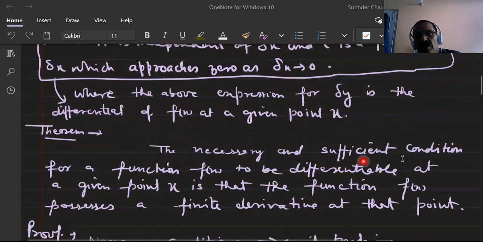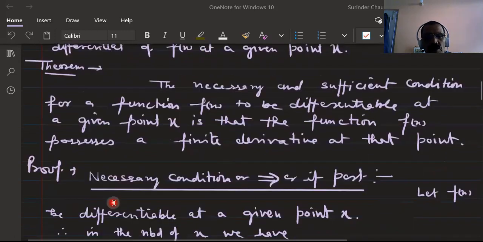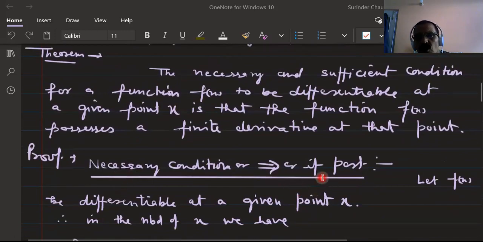The necessary and sufficient condition for a function f(x) to be differentiable at a given point x belonging to the domain of the function is that the function f(x) possesses a finite derivative at that point. If the function is differentiable, then the derivative is finite. If the derivative is finite, then the function is differentiable at that point. Now we use this definition. Necessary condition, the only if part: let f(x) be differentiable at a given point x belonging to the domain of the function f(x).